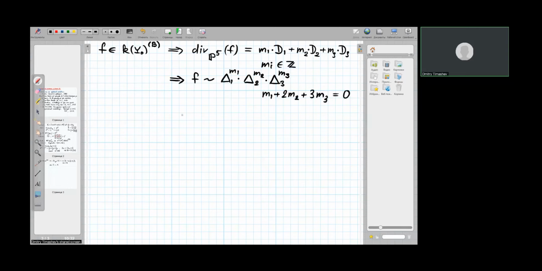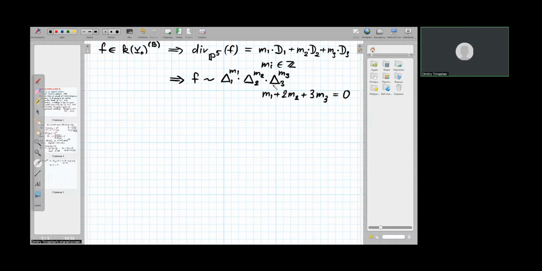Any rational function which is B semi-invariant is a product of sections of line bundles corresponding to B-stable prime divisors to some powers. And in order that this product gives us a rational function, we should have this condition. So all rational B semi-invariant functions up to a multiple are of this form. Now it is easy to deduce that any such function.